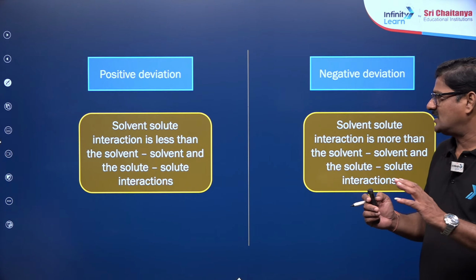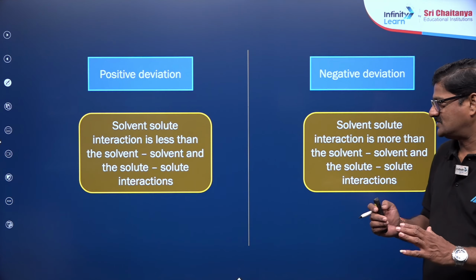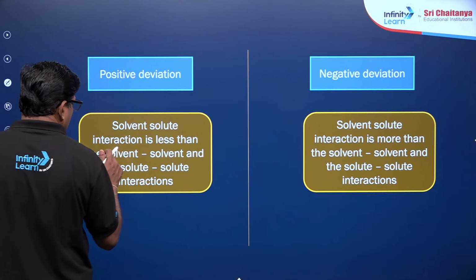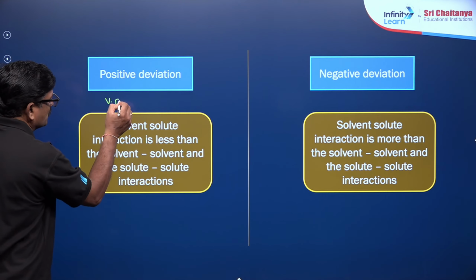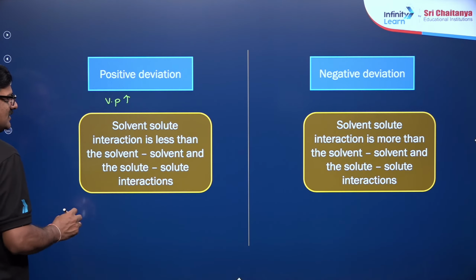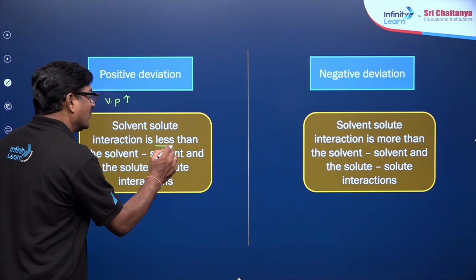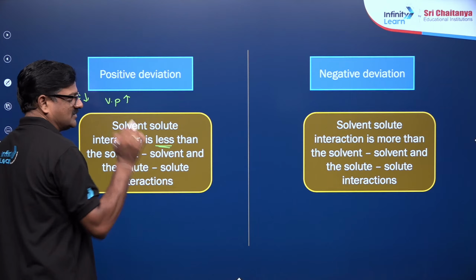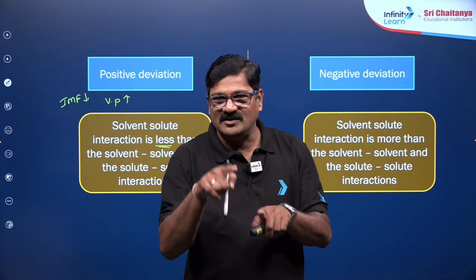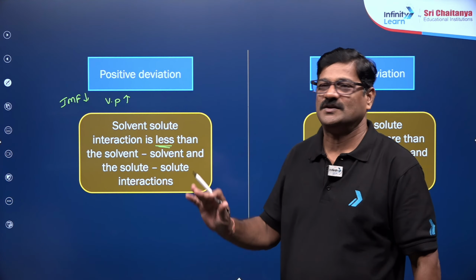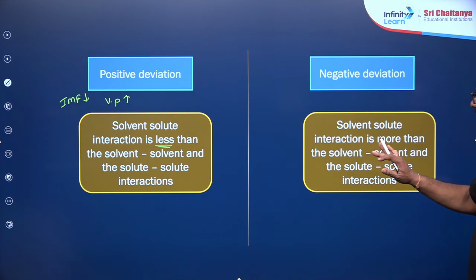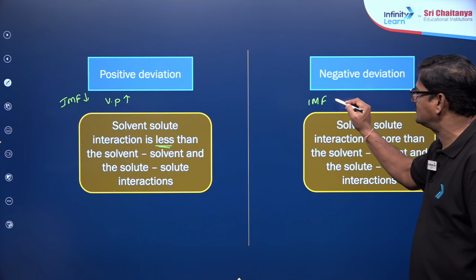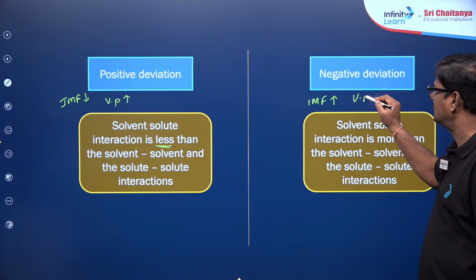So solvent-solution interaction is less than the solvent-solvent interactions. So that whenever intermolecular force on dissolution decreases, vapor pressure should increase. Intermolecular force decreases. That is the key point. So when A and B are mixed, any factor which disrupts the intermolecular force, you can say this. But here, negative deviation: when you mix, intermolecular force increases, so that vapor pressure decreases.